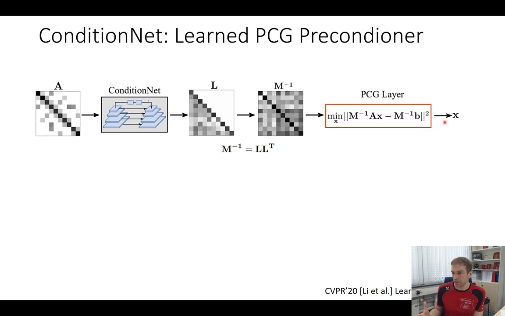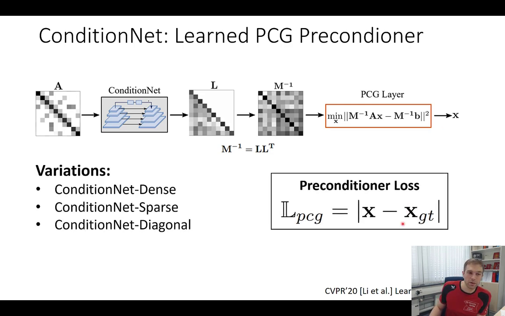And the way we're training it basically is saying, oh, we do have the ground truth, right? So we can run an infinite number of solve iterations, so we know what the lowest energy should be. And what we're trying to do is minimize this loss here. And this is what we call a preconditioner loss, because we just differentiate now through this whole process. And we want to make sure that we're as close to the ground truth as we can be.